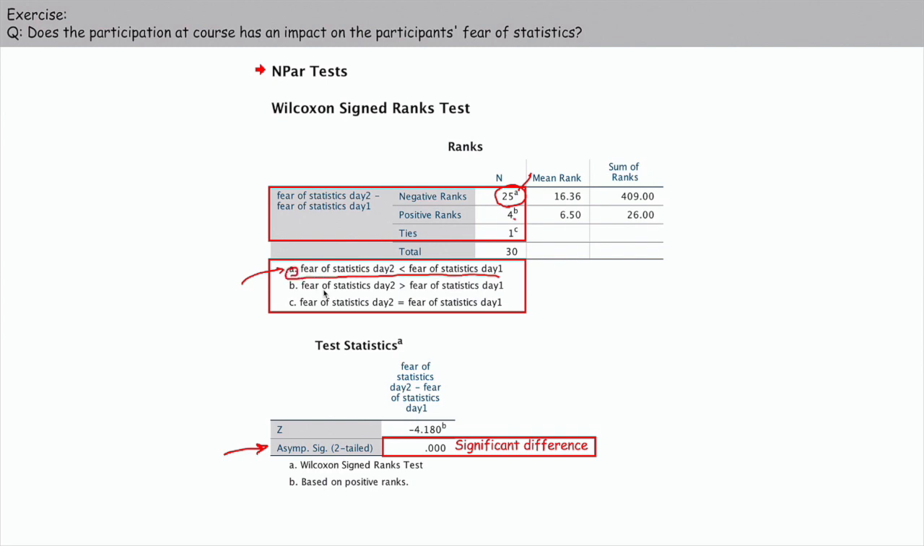And for the B, here is the B, the number is 4. For these 4 people, fear of statistics on day 2 is more than fear of statistics on day 1. So they have more, but as you see, we have more in the A. Then you can also have C, where there is no change, it's exactly the same. But the final result is important, and this is only descriptive that you can use to write your results.